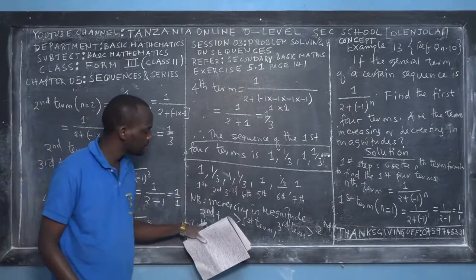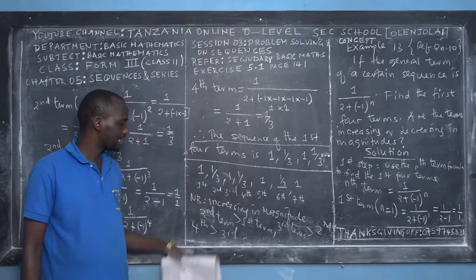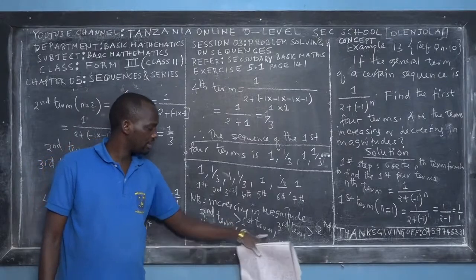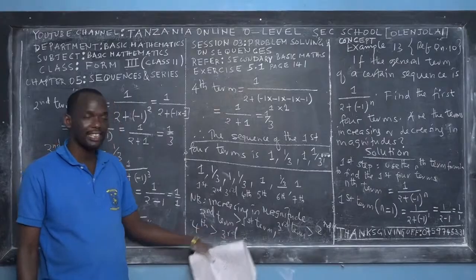For decreasing, the first term will be the largest term, right? So the second term should be less than the first term. The third term should be less than the second term. For decreasing, the first term should be less than the third term.